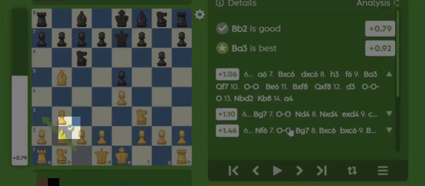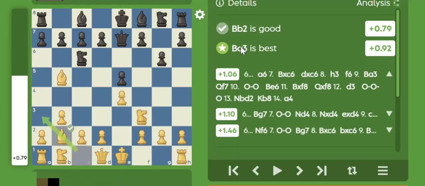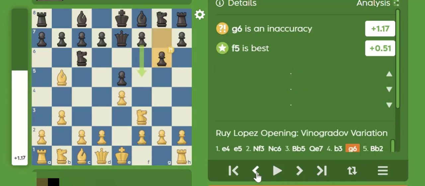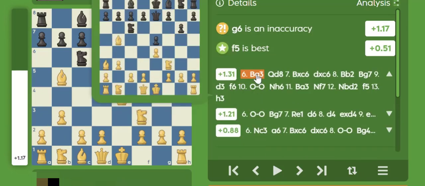Okay, so there's a check mark, and it says here, bishop to b2 is a good move. Nothing wrong with that. Bishop to a3 would have been better, but a good move is still a good move. And you can see that the scores are pretty high on both of those. Again, if you wanted to see what bishop to a3 would look like, you can press the back arrow, get the list of moves, and then click it here, and get an idea moving forward.